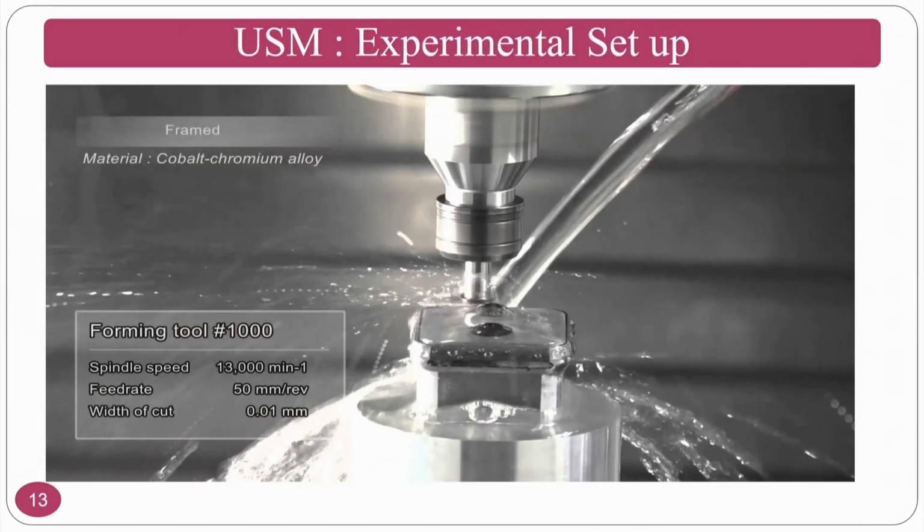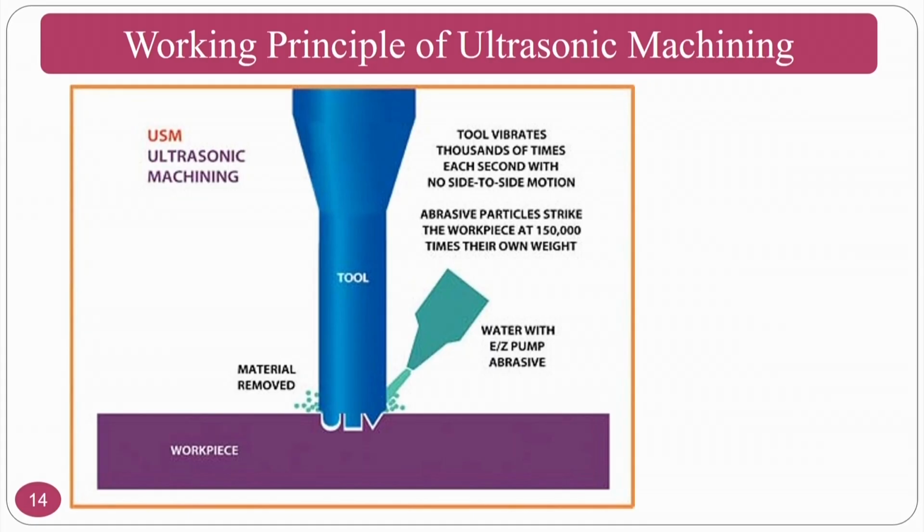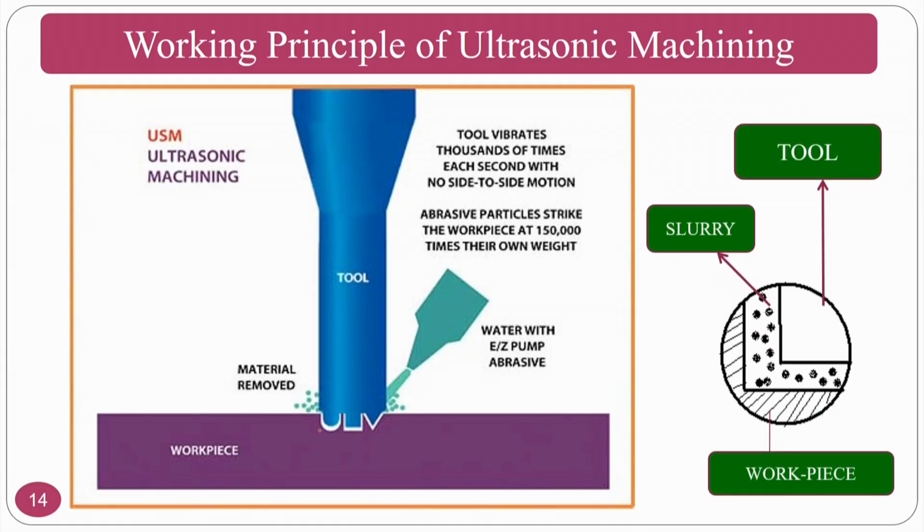This is how the original setup looks like. And if you see here what is happening, this is the shape that I want to generate. To explain you, normally there are 3 types of geometries given. So, if I want to generate, this will reciprocate, that means a change in length, because the tool vibrates thousands of times each second with no side motion. There is no side motion, it only moves in a vertical motion.